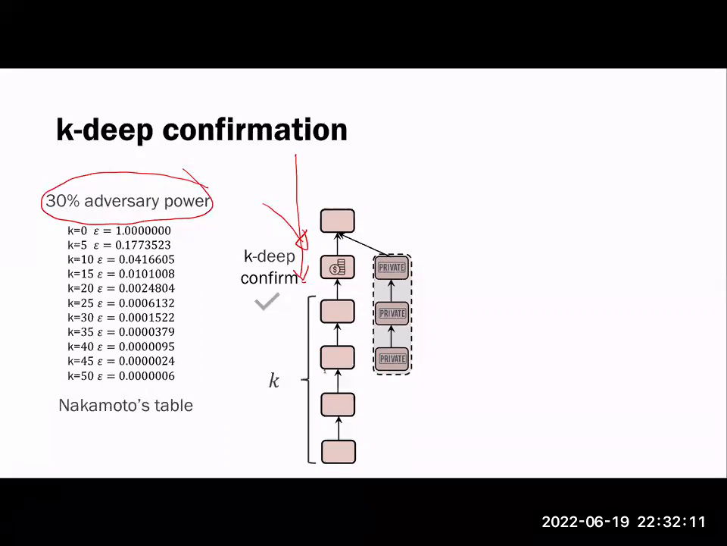As K increases from 0 to 5 to 10 to 15, epsilon, which is the probability that the attacker succeeds in this attack, becomes smaller and smaller. And when K equals 50, the probability is 10 to the minus 6, 6 times 10 to the minus 6. Okay? So that's the calculation Nakamoto did.